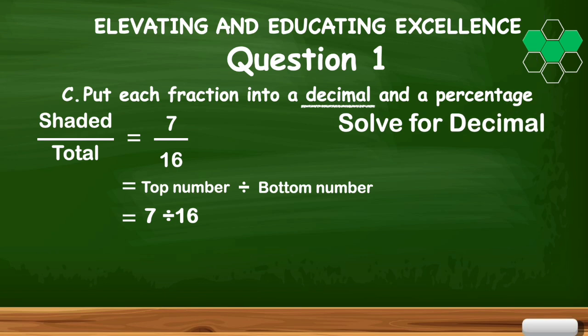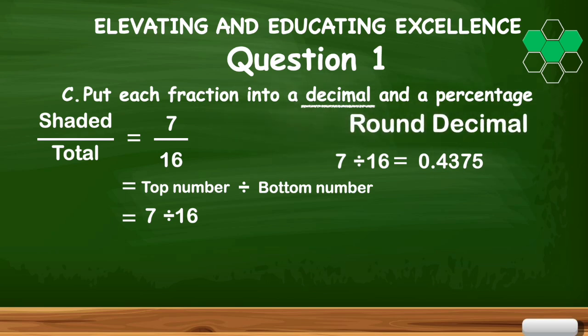So let's solve for the decimal. So we're going to do 7 divided into 16, and we're going to plug that into the calculator. And that should give you 0.4375. So our best bet is let's round it. We're going to round to 2 decimal places, and 2 decimal places is the 3.